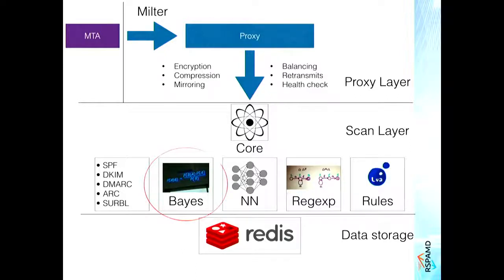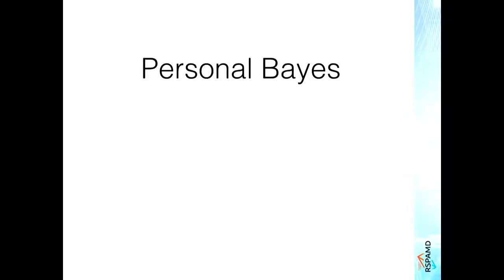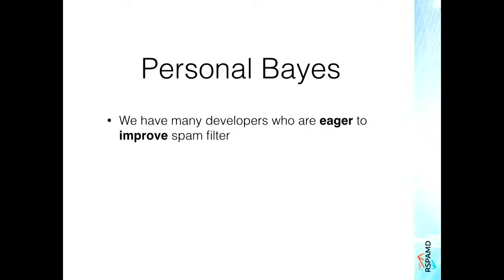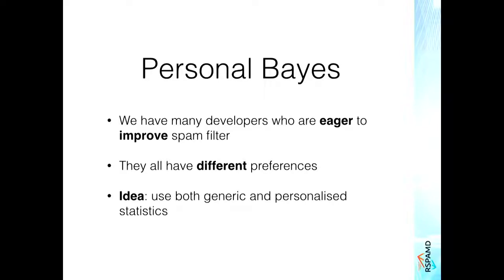So we don't use Bayesian statistics. And that's actually bad, because it's good to have personal bias for our users. We have lots of developers who are good enough and eager to train their spam filter, and who can do their spam filtering better. Unfortunately, it won't work for everybody, because all people have different preferences. And the generic idea is actually quite simple. So we plan to add a generic bias that will be used for everybody, with some sort of generic training corpuses. And on top of it, there should be some sort of personalized statistics.